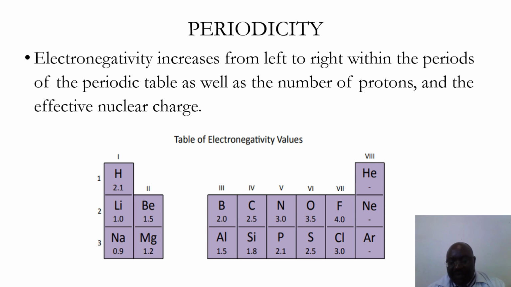In the third period, sodium has 0.9, magnesium 1.2. The observation we can make here is that group 1 and group 2 up to group 3 elements tend to have a very low electronegativity value. They are more electropositive than the elements in group 5, 6, and 7.